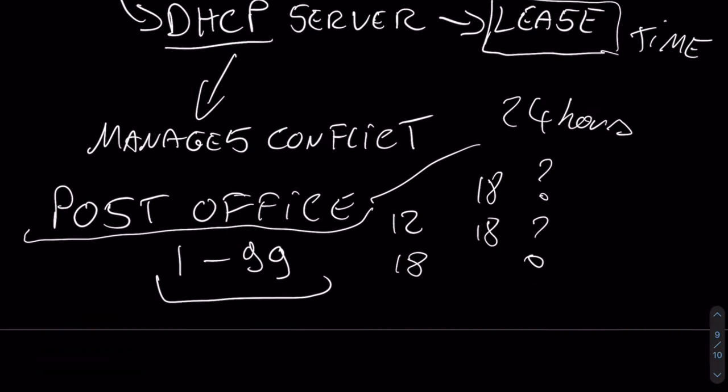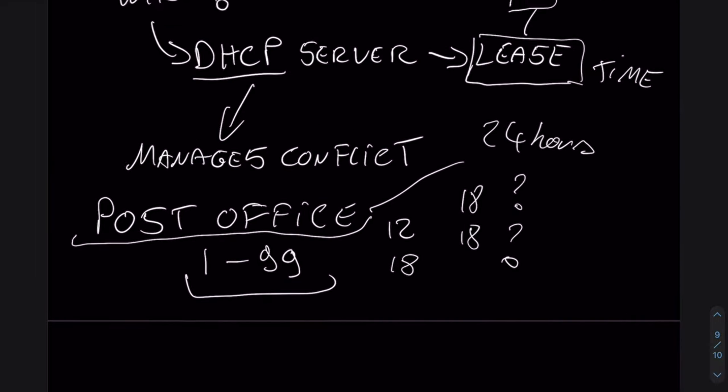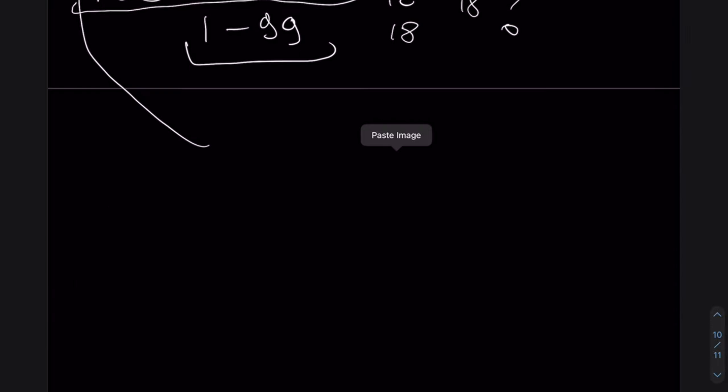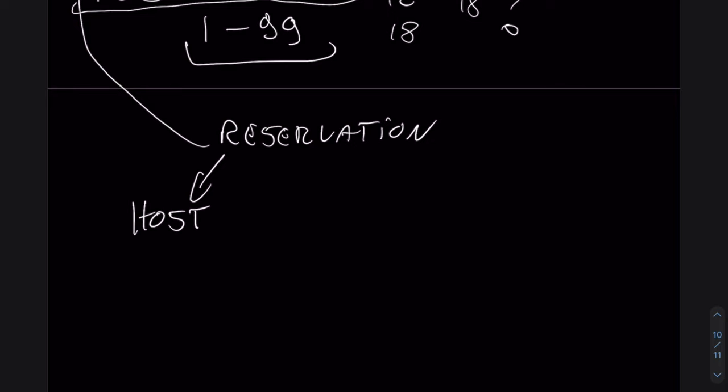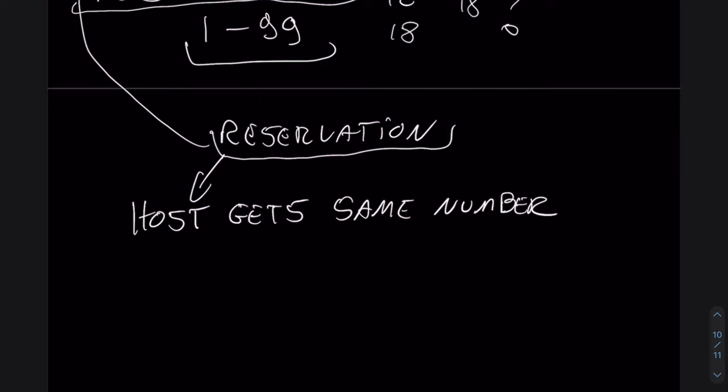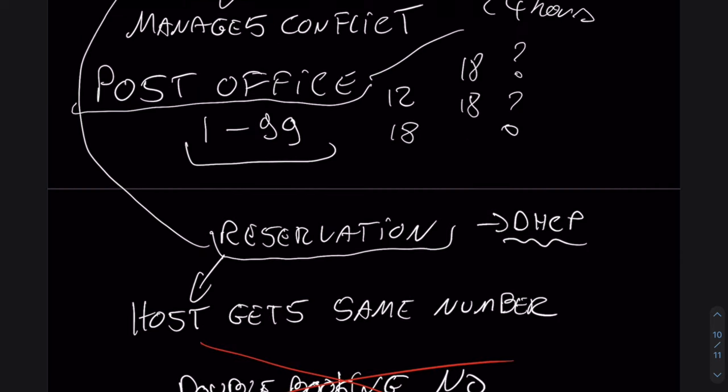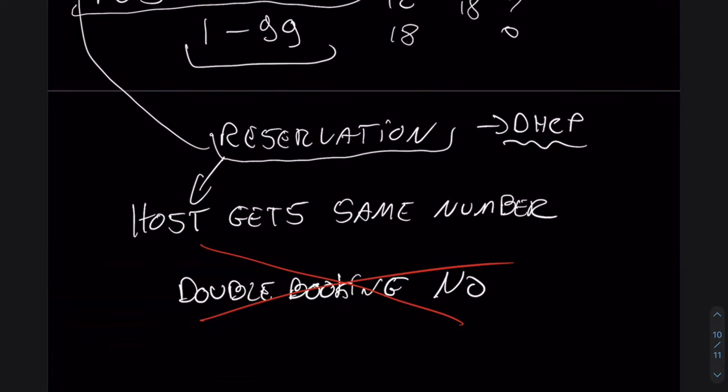Now, there's something else. So this sort of continues, okay? So the DHCP over here, there's something called reservation, right? And this actually means what it means, right? You can reserve the same number. That means that the host gets the same number. And because the reservation is done by the DHCP server, it is not going to double book. So we don't want double booking, because if we have double booking, we have the same problem as before, we have a conflict. So the reservation gives us that the host gets the same number each time.